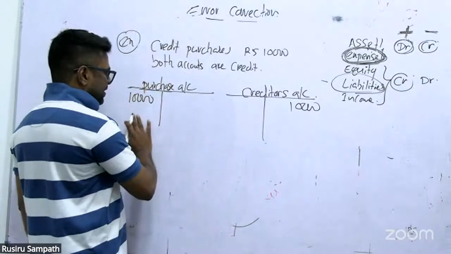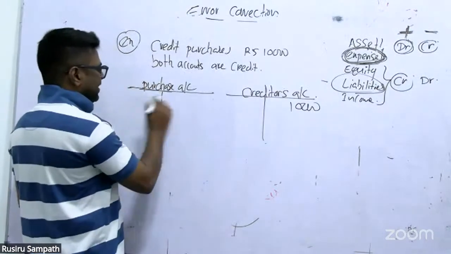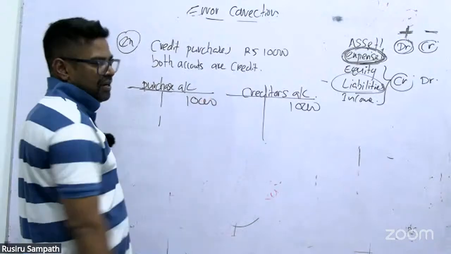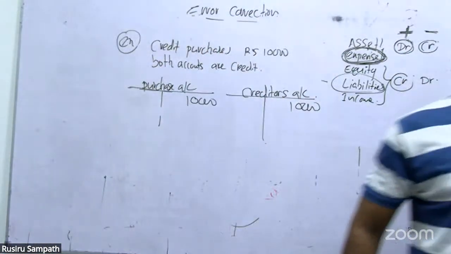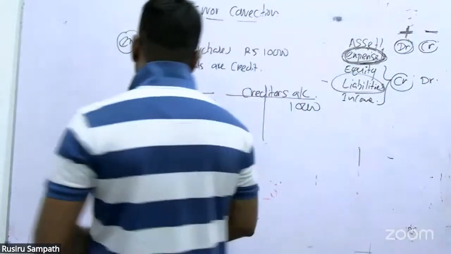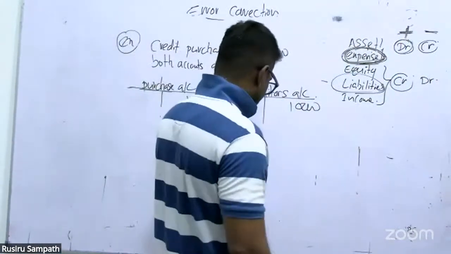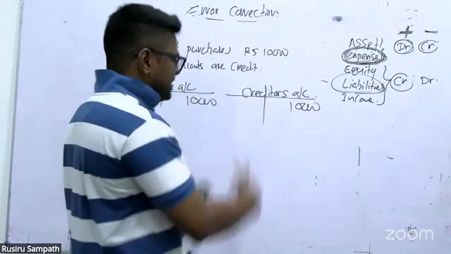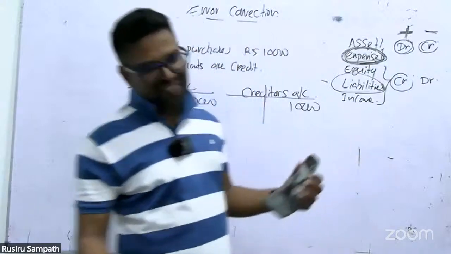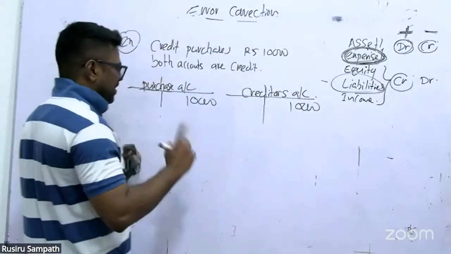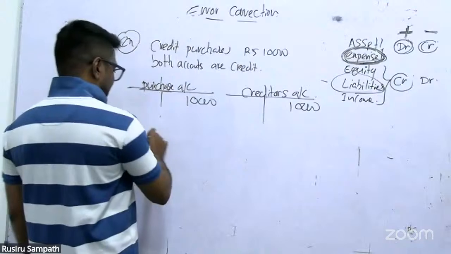The purchase account should be debited, but erroneously both accounts are credited. How to rectify this error? First, we see whether it affects or does not affect the agreement of the trial balance.